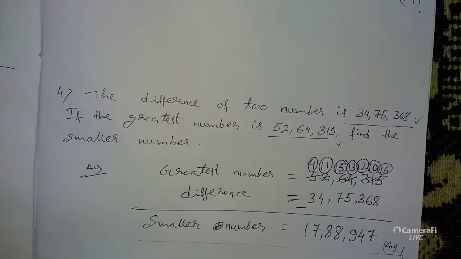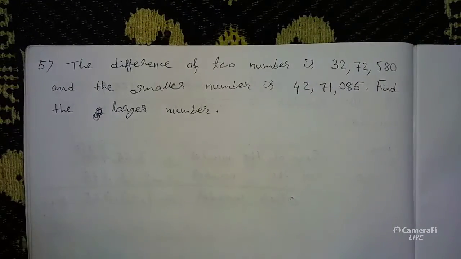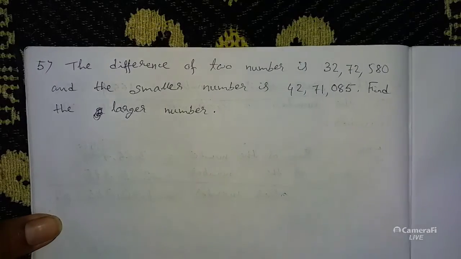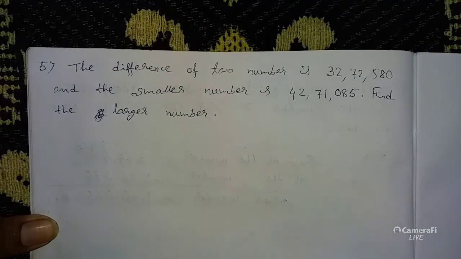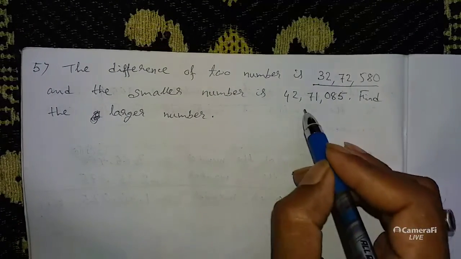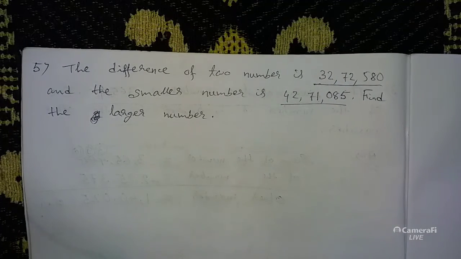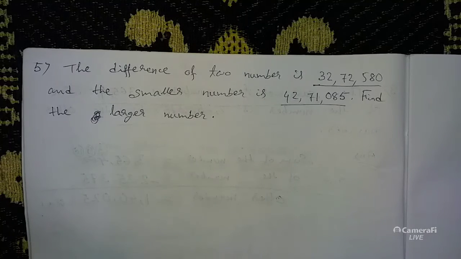Okay. Now coming to another problem. Whenever difference is given but the smaller number is given. The difference of two numbers is this one and the smaller number is given this one. You have to find the larger number, that is the greater number. To find the larger number, we have to increase the value from the smaller number. So we have to increase, that is why here we have to do addition.